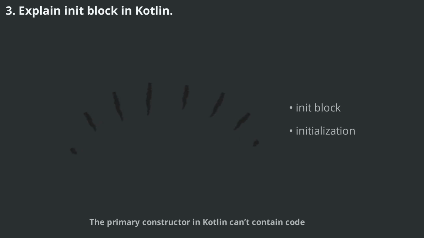The primary constructor in Kotlin can't contain code, so if you need to run setup logic or validate input when an object is created, you use an init block. The init block runs automatically right after the primary constructor. Think of it like a smart fridge's startup sequence. When you plug it in, it checks coolant levels and calibrates temperature before you start using it. The init block ensures your object is ready for action.